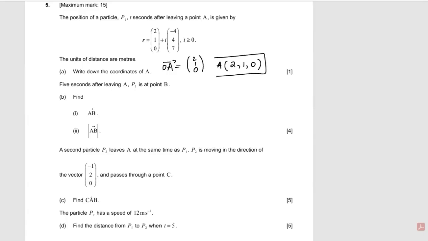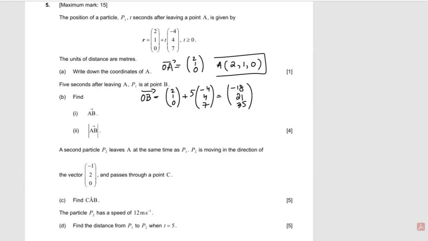5 seconds after leaving A, P1 is at a point B. So after 5 seconds, the particle is at point B. So let's find OB's position first. That's going to be (2, 1, 0) plus 5 times (-4, 4, 7). So this is 2 minus 20, negative 18. 1 plus 20, 21. And this is going to be, oh, my bad, 35. Okay, so I've got OB now.